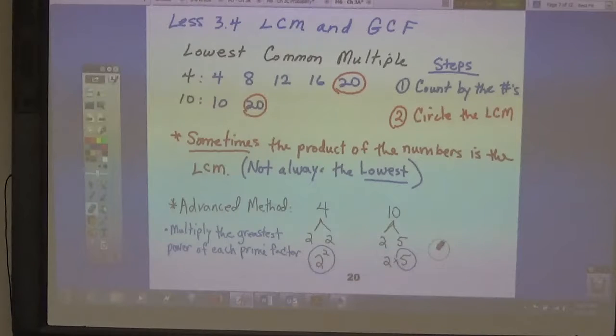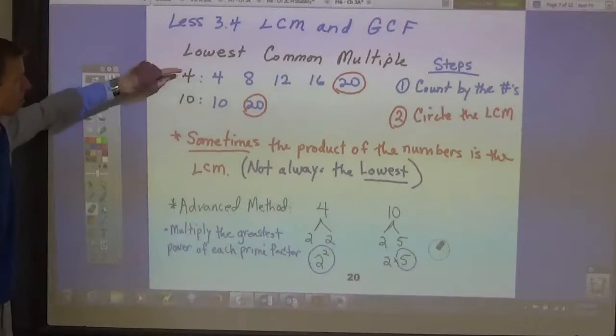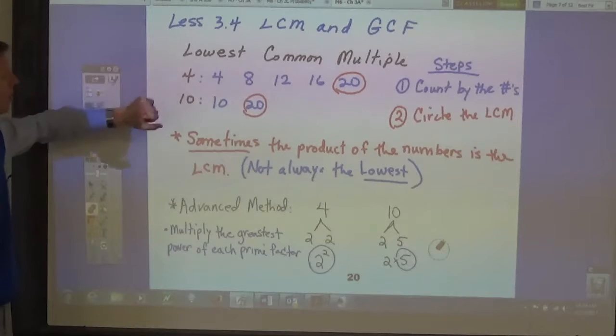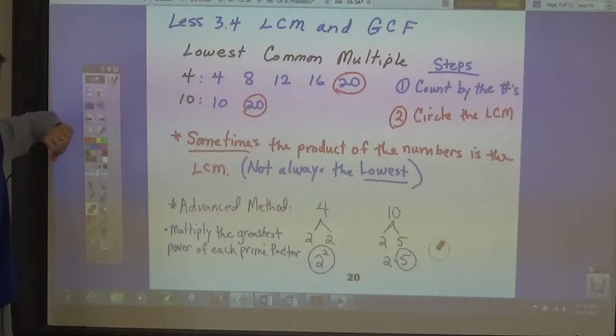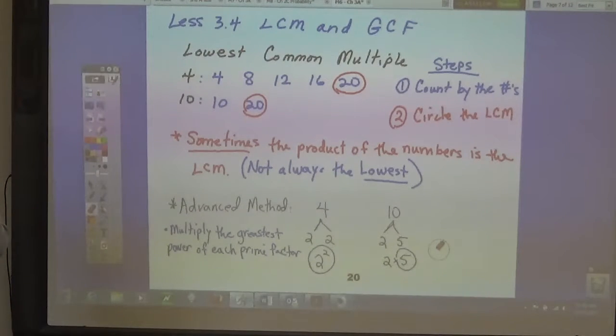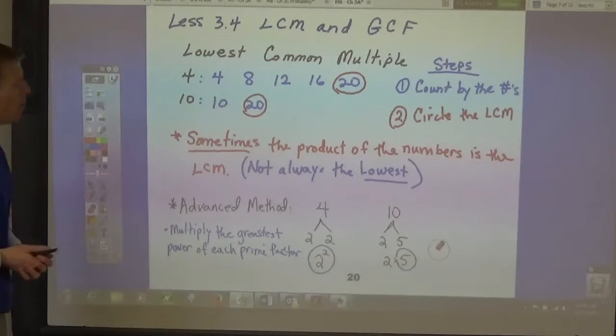Alright, sixth graders, we're going to talk about multiples of numbers and how to find the lowest common multiple. That means the lowest multiple of two numbers. Okay? So, first of all, what are multiples of numbers? How do you find multiples of numbers? You add them. Yeah, keep adding the same number in a row. Okay? That's one way to find multiples.